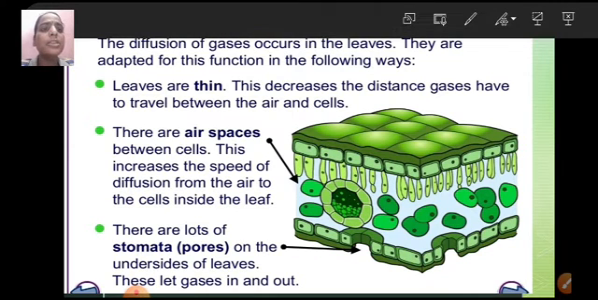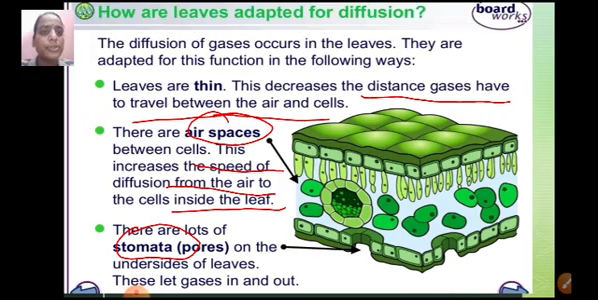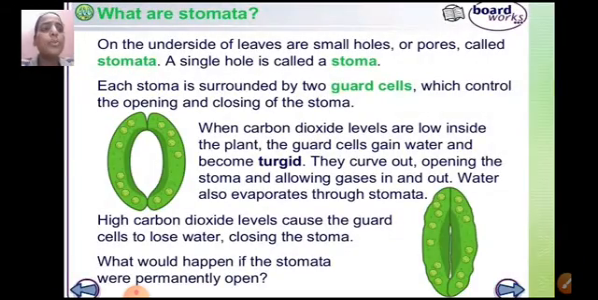The leaves are thin. This decreases the distance gases have to travel between the air and cells. There are air spaces between the cells. This increases the speed of diffusion from the air to the cells inside the leaf. There are lots of pores, which are stomata, on the underside of the leaves. These let gases in and out. Then what are the stomata?